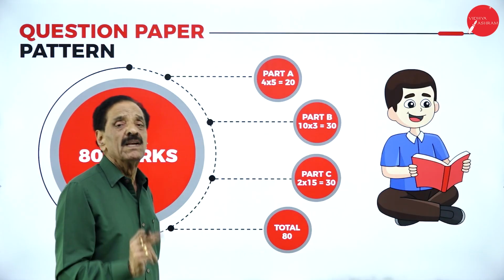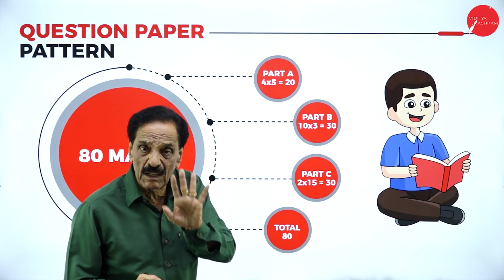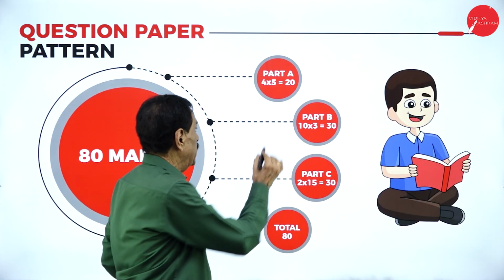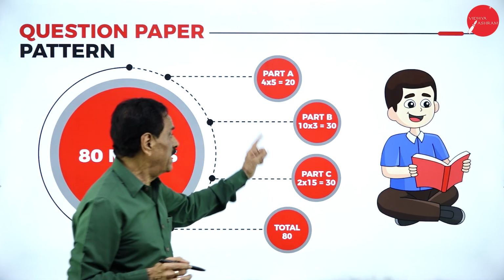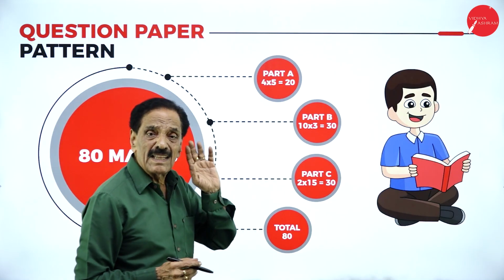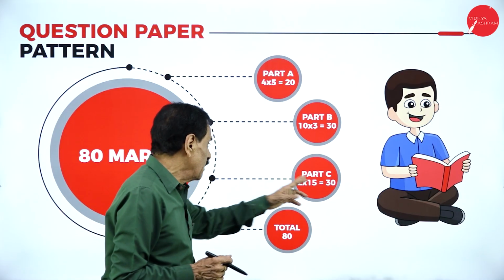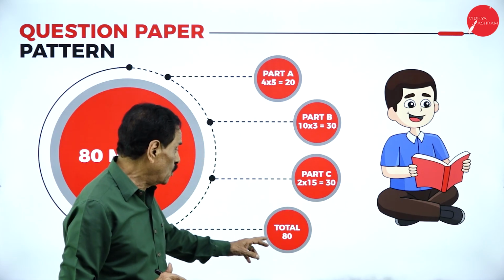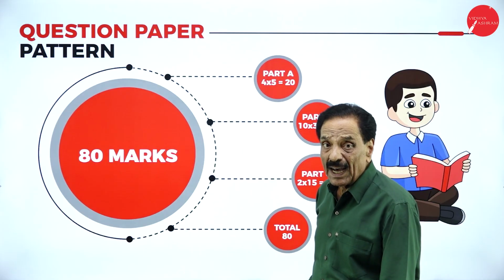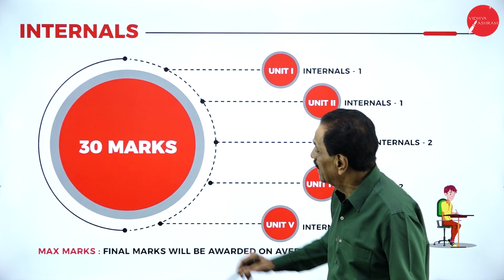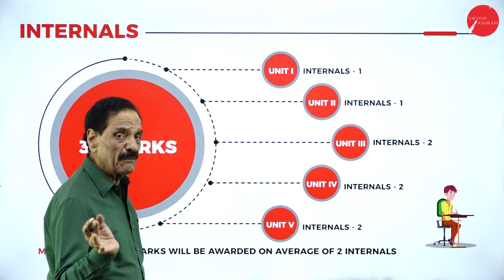I will repeat. Section A, you have to answer 4 questions, each carrying 5 marks. 4 into 5, 20. Then you have to answer in section B 3 questions, 10 into 3, 30 marks. In section C, you have to answer any 2, carrying 15 marks each. 15 into 2, 30 marks. Totally 80 marks. The paper is 80 marks. Another 20 is internal. Then 30 marks internal. But as for the public exam, I am going to explain.